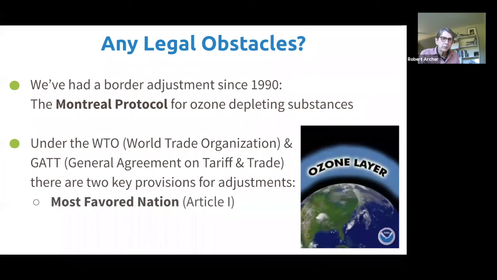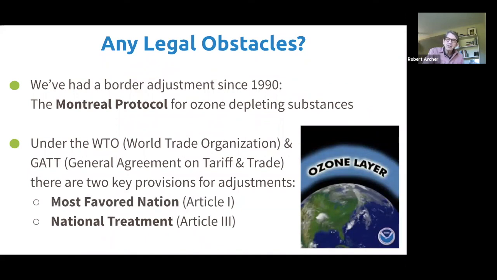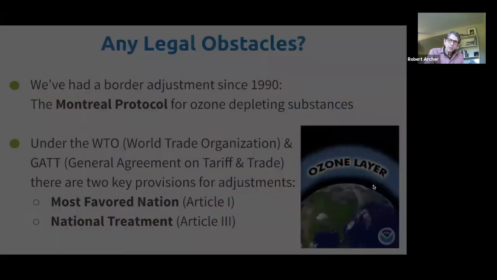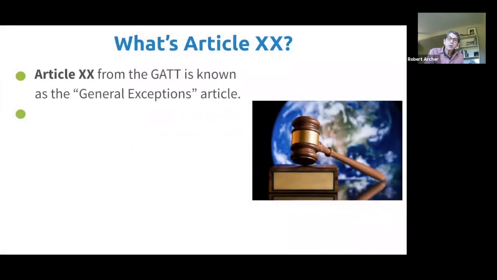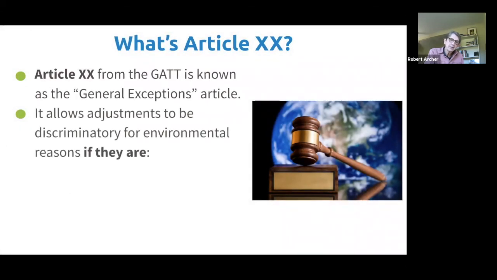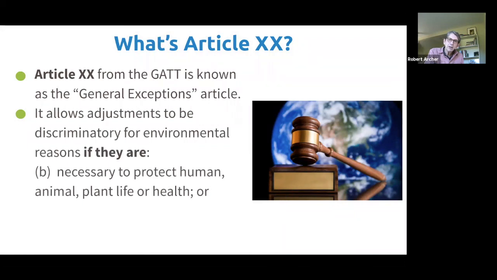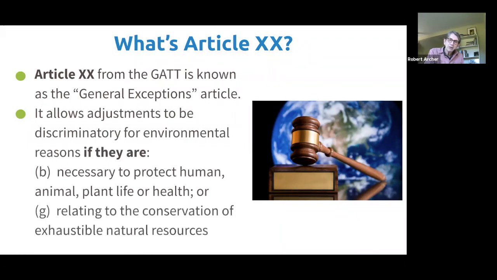There are a couple of pertinent provisions, but the most critical one is probably Article 20. It's known as the General Exceptions rule to this. And why does it allow an exception? It allows discriminatory practice for environmental reasons, and it's necessary to protect human, animal, or plant health, life, relates to the conservation of exhaustible natural resources. You will find that language in the preamble of the Energy Innovation and Carbon Dividend Act.